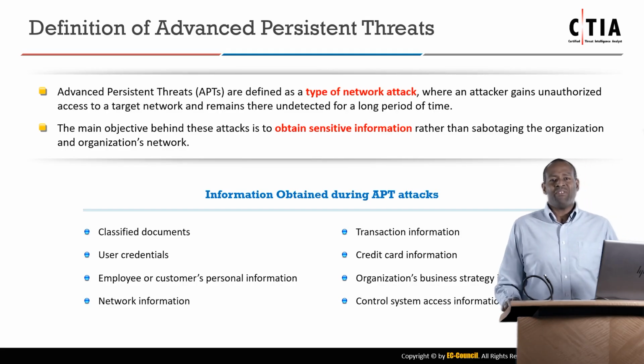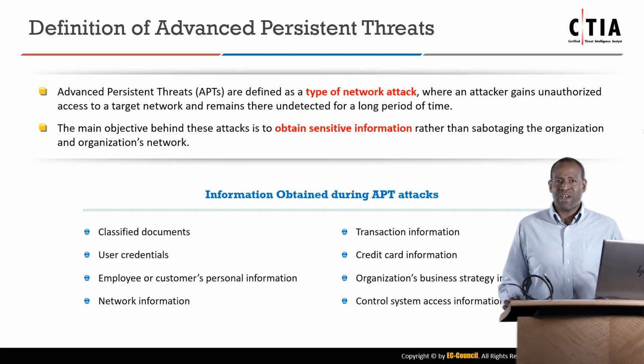So let's talk about a definition of an APT, or advanced persistent threat. They are a type of network attack where the attacker gains unauthorized access to a host on the target network and remains there for a long period of time. It's persistent, and they stay there, obfuscating their activities and their presence on that box. Usually they're there to get sensitive information. So usually it's not so that they can take down the network or the host, but rather to stay there and gather intel.